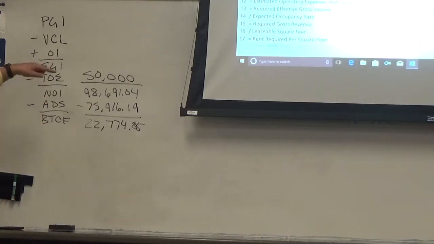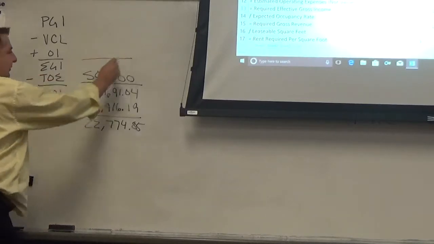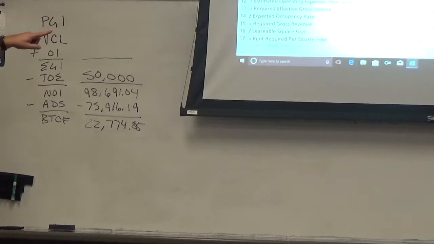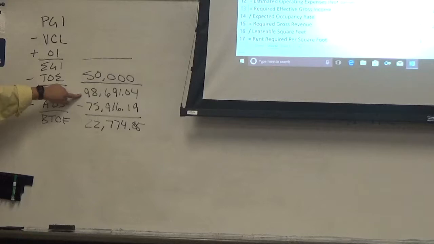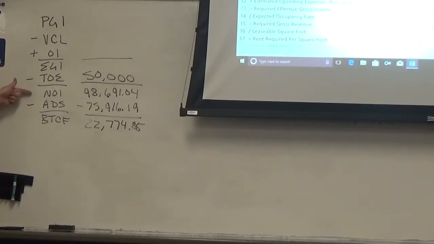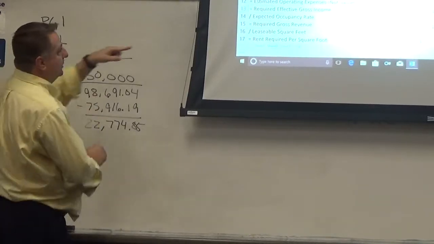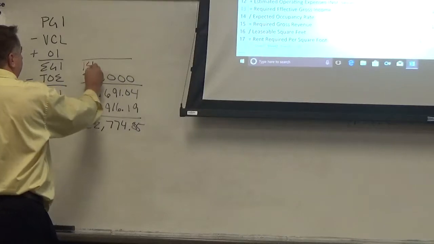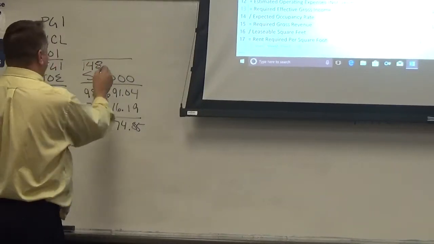Well, what are we solving for after we do that? PGI. We're basically just going up the food chain. You see? Required effective gross income. So what we're saying is we're adding this to get this. Obviously reverse, because it's not going to be this minus this to get this. It's going to be this plus this to get this. Does that make sense? Once again, the reverse logic I'm talking about. So that gives us $148,691.04.